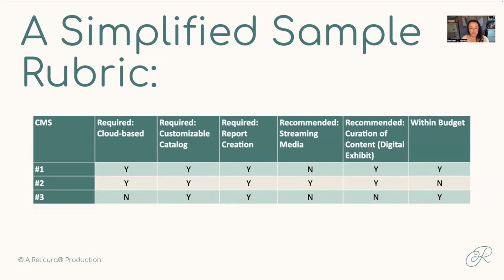So taking a look at the simplified rubric, we have pictured here essentially a spreadsheet with columns across the top, and each of those column headers has a prefix like required, and then it's got the particular feature or functionality. So like required, we need it cloud-based. Required, we need to be able to customize the particular catalog record. Required, we need report creation. And then recommended, we want to be able to stream media, but if we can't, it's not like a deal breaker. That's why it's just a recommended feature.